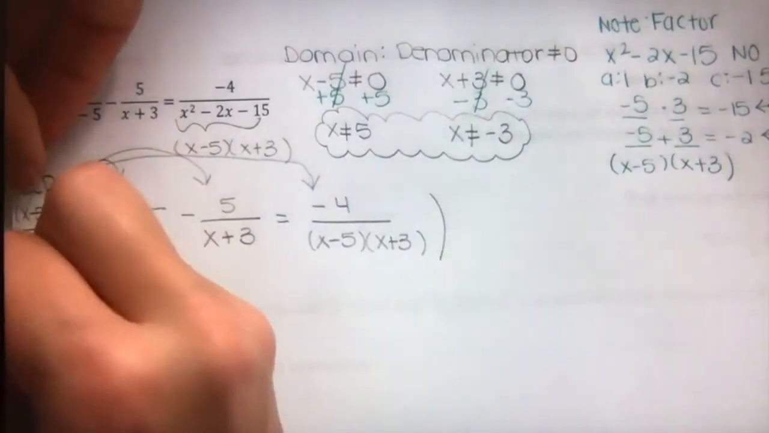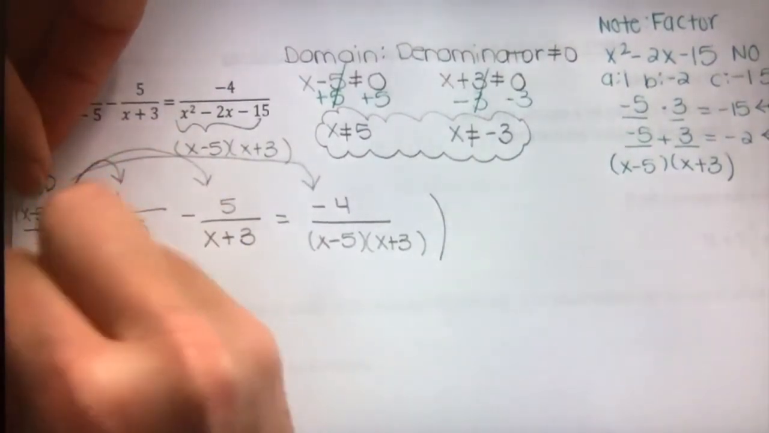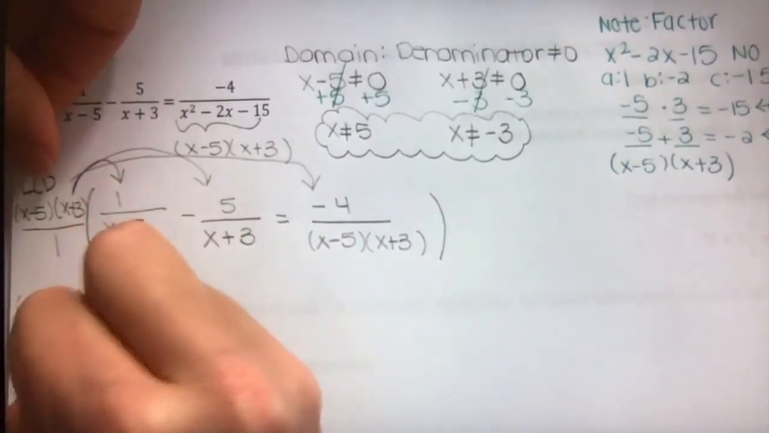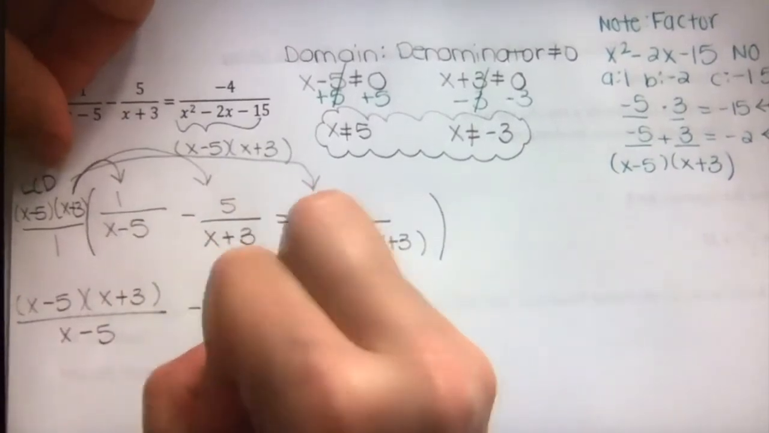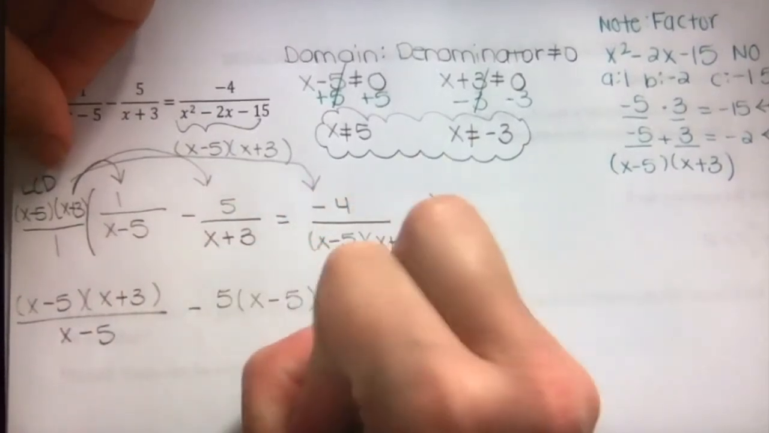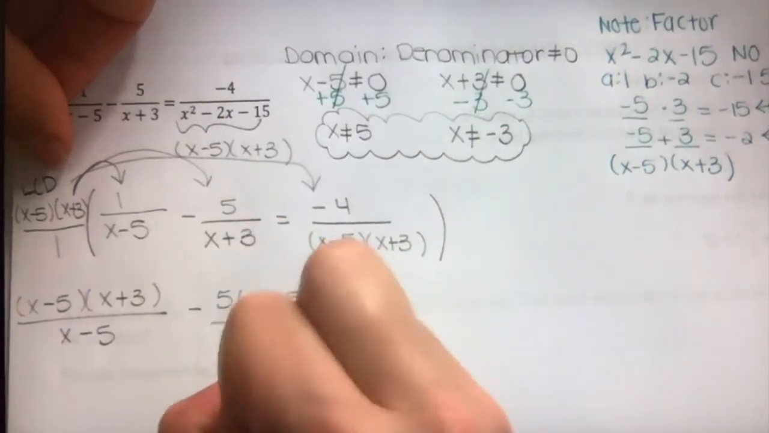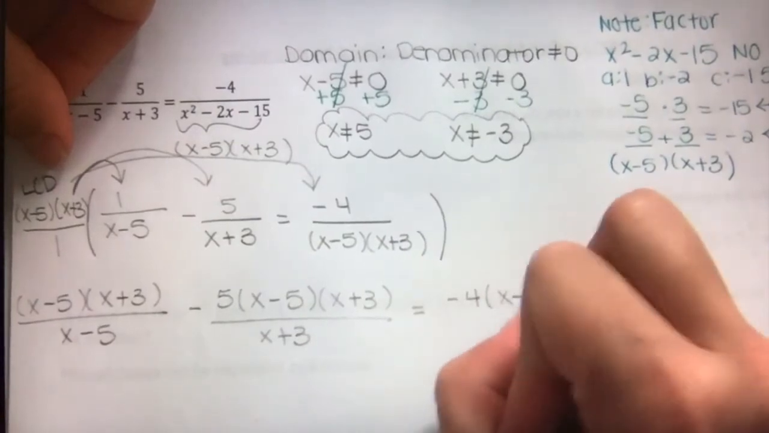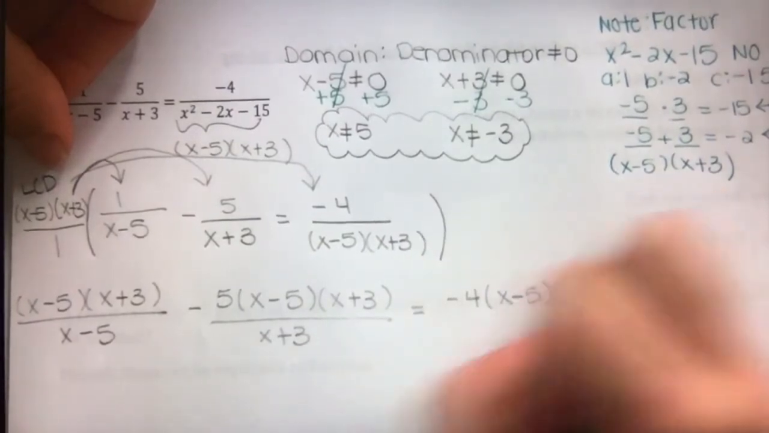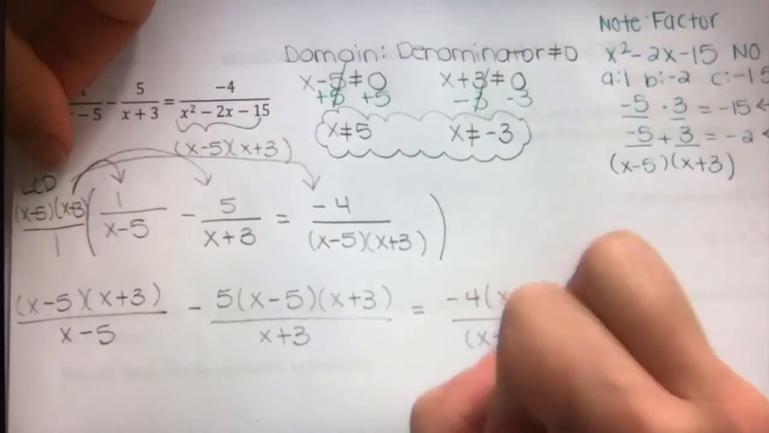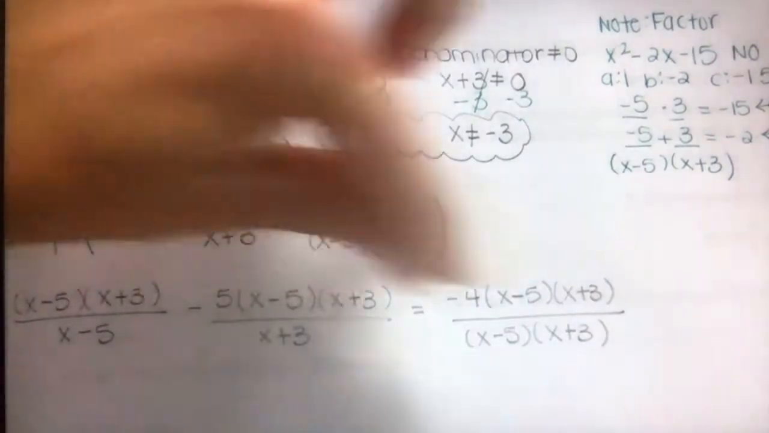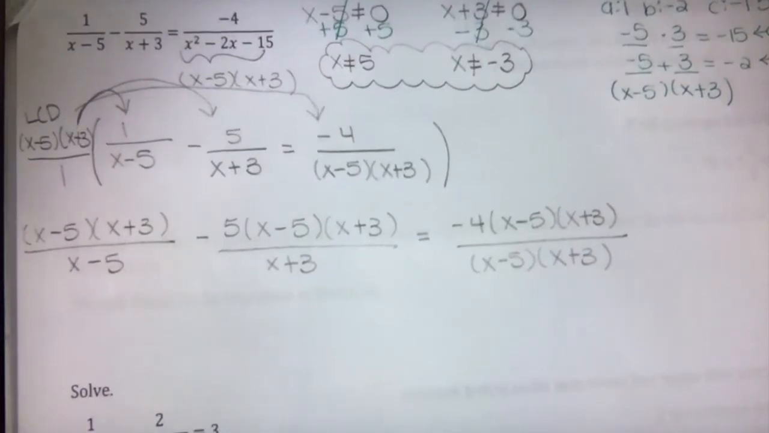So distributing (x - 5)(x + 3) times 1 all over 1 times (x - 5), minus 5 times (x - 5)(x + 3) all over 1 times (x + 3), equals negative 4 times (x - 5)(x + 3) all over (x - 5)(x + 3). So basically our LCD went to the top of each fraction and the bottom stayed the same. So now we should be able to cancel out. Everything should go nicely.